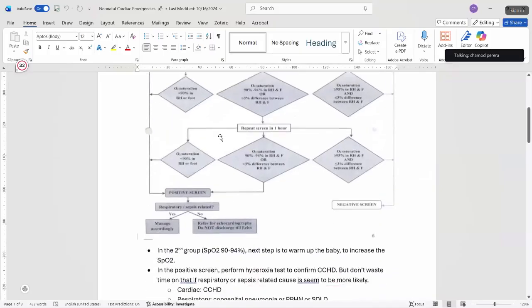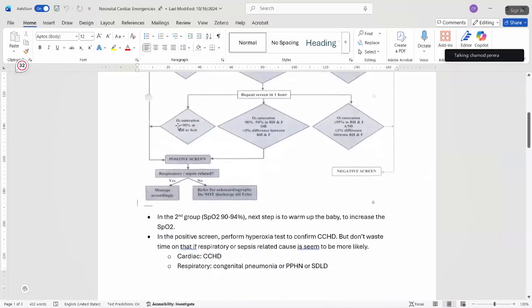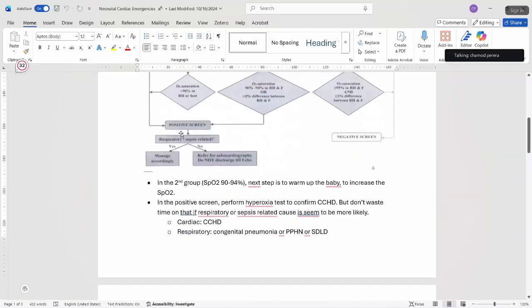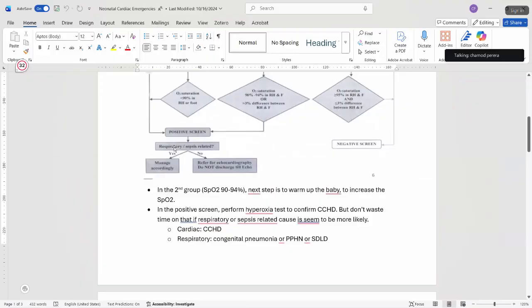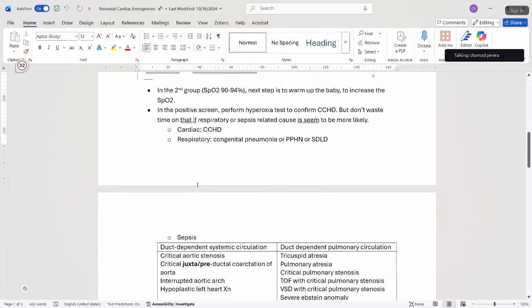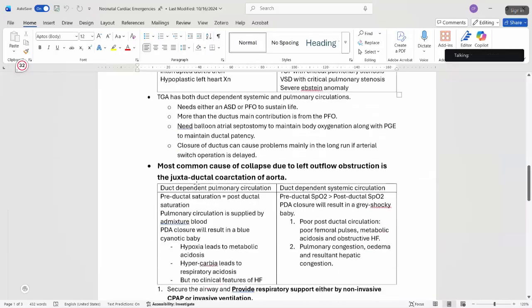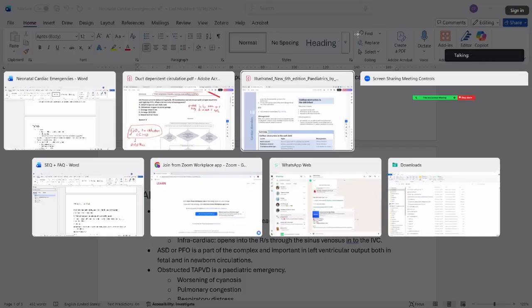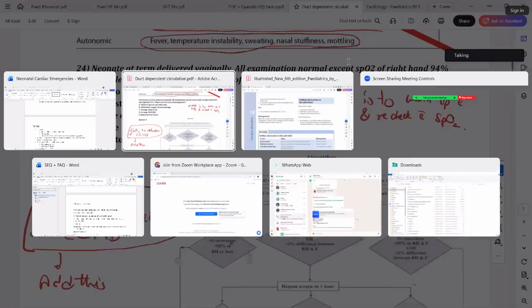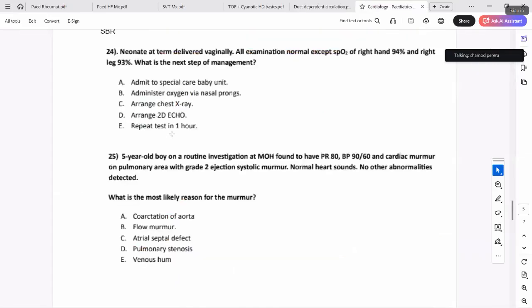I'm not going to read the algorithm one by one. Once you follow the algorithm and determine that it is a positive screen, you have to do an urgent echocardiogram, and management has to be done urgently. I will share this document also. So here the answer is to repeat the test in 1 hour.